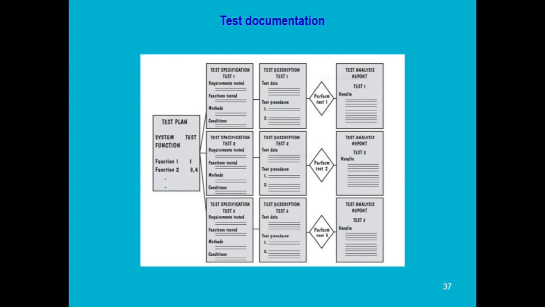Test documentation will first start with the test plan. It'll go into the test specification, which has requirements, functions, methods. Then the test description, which has the test data and procedures. And then the test is performed, and then a test analysis report is made.